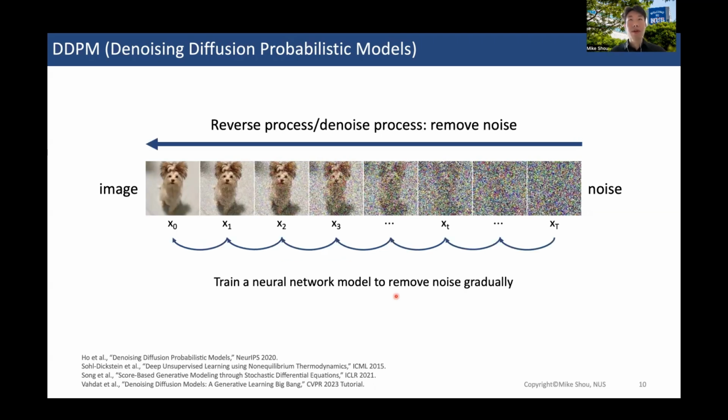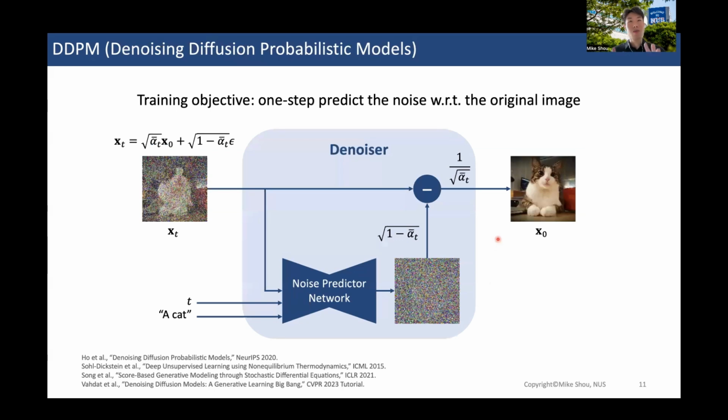And for the reverse process, the idea is that we are going to remove the noise. How we are going to remove the noise is that we define and train a neural network to predict the noise and then remove it from the image. More precisely, this is what the denoiser looks like.